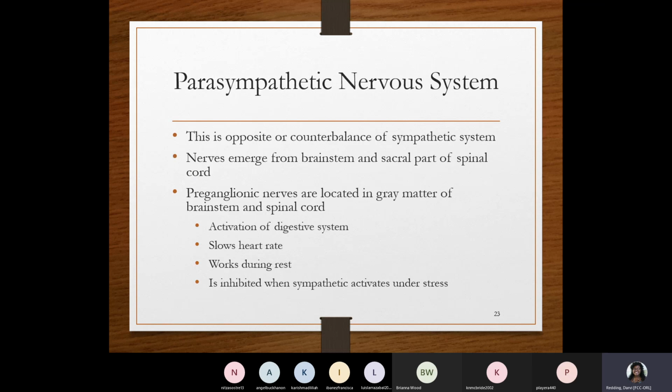So now that we've talked about the sympathetic nervous system, we'll next learn a little bit about the parasympathetic nervous system. And this is the opposite or a counterbalance of the sympathetic system. And so the nerves work by emerging from the brainstem and the sacral part of the spinal cord. And so with preganglionic nerves, those are located in the gray matter of the brainstem as well as the spinal cord. And these have an activation of the digestive system. It works by slowing the heart rate. It also works when we're resting, and it also works by inhibiting when the sympathetic activates under stress.